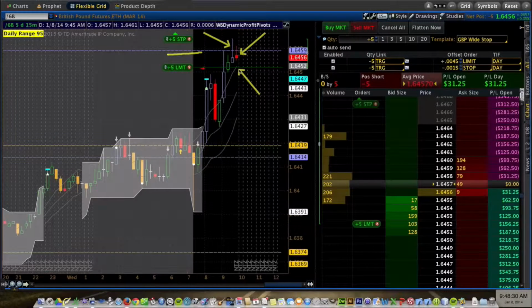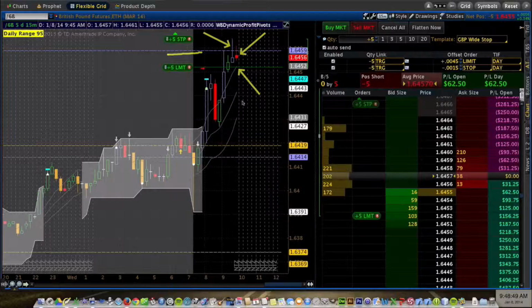This isn't a whole lot of a spread to make, but there's a pretty high likelihood that I will make my dough here. It's only $150, but I'm trying to teach people to be very conservative and set realistic profit targets.